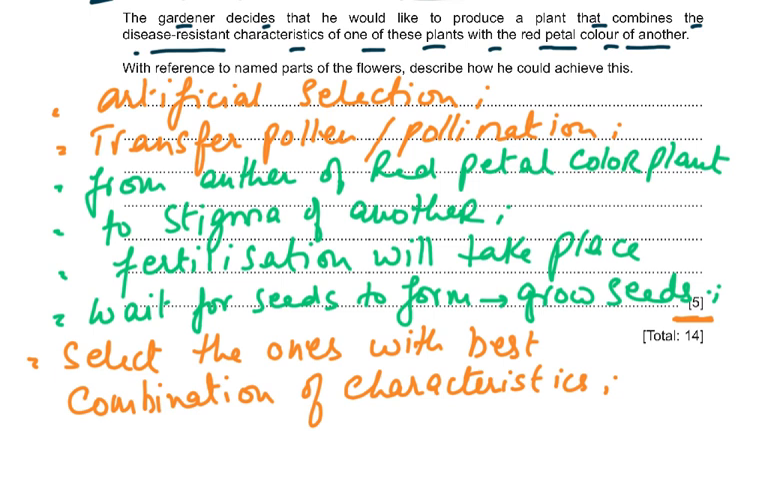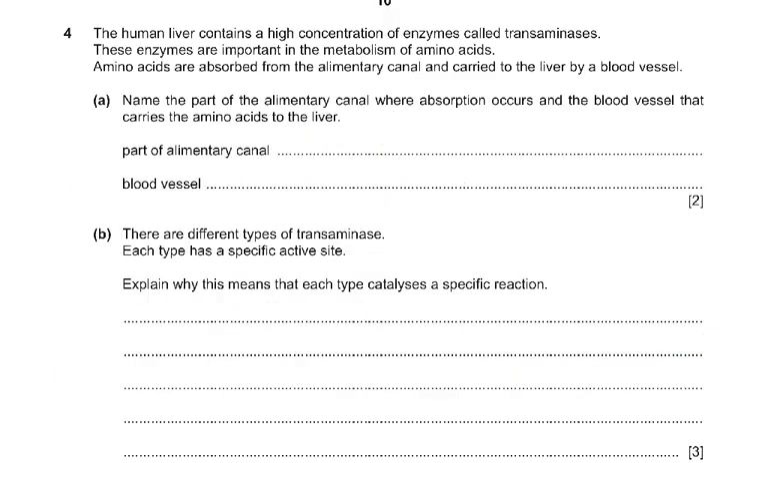And we would do this repeatedly, and finally we would get the desired plant with the desired characteristics. Question 4. The human liver contains a high concentration of enzymes called transaminases. These enzymes are important for the metabolism of amino acids. Amino acids are absorbed from the alimentary canal and carried to the liver by a blood vessel. Name the part of the alimentary canal where absorption occurs in the blood vessel that carries the amino acids to the liver. That's very easy.